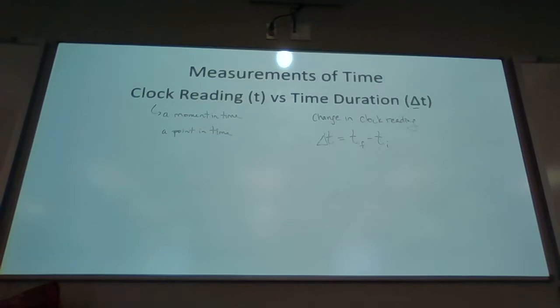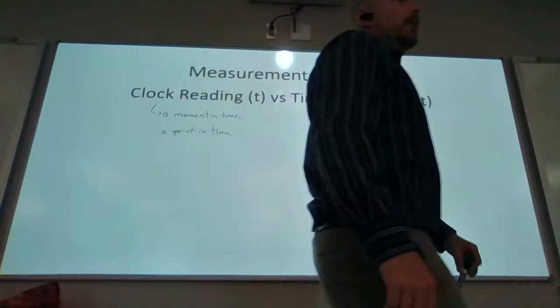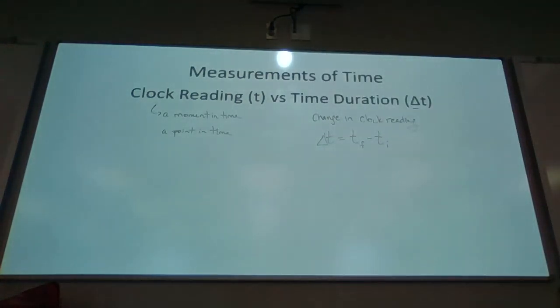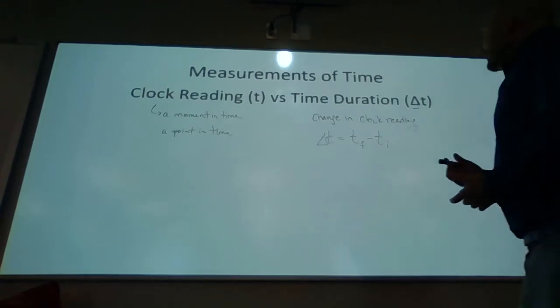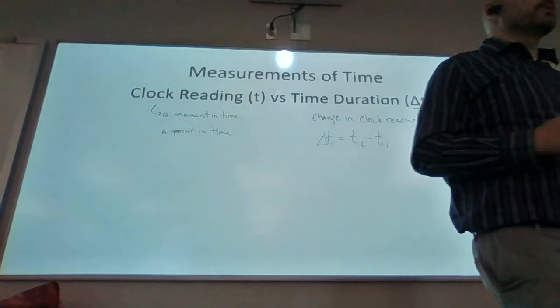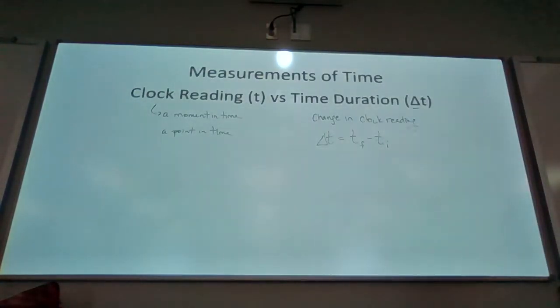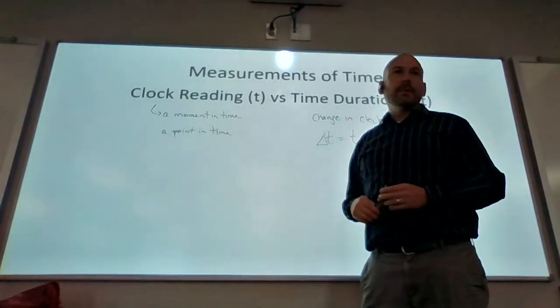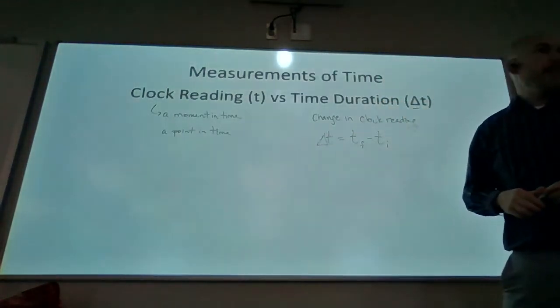Typically, when we talk about time in a story problem, we're talking about a time duration. Okay, I went jogging for 20 minutes. That's a time duration. The reason I bring this up is because half the physics textbooks out there, in my opinion, get sloppy, get lazy, and just write T instead of delta T.